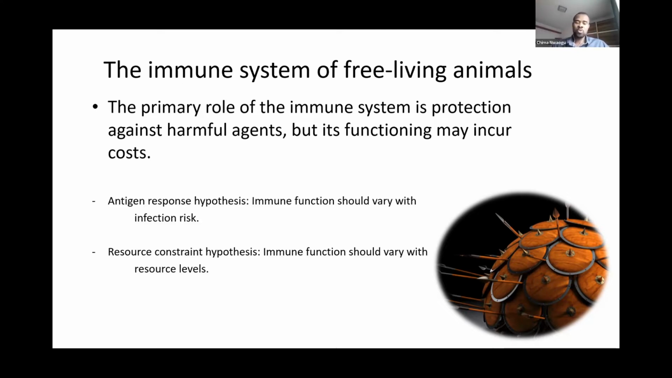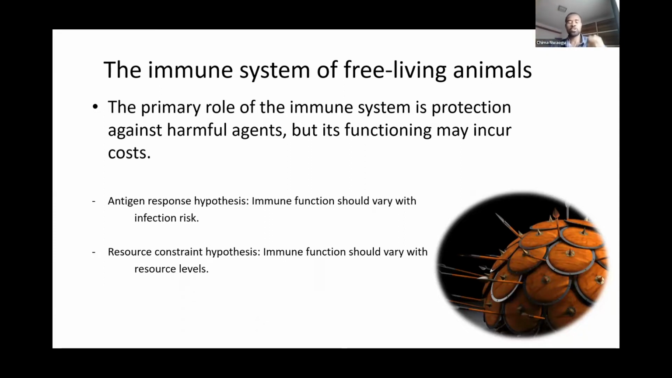So there are two hypotheses in ecological immunology when people study the immune system or study immune function. One is the antigen response hypothesis. And there, we predict that immune function should vary with infection risk. So if infection gets higher in the environment, then the immune function should also be high.